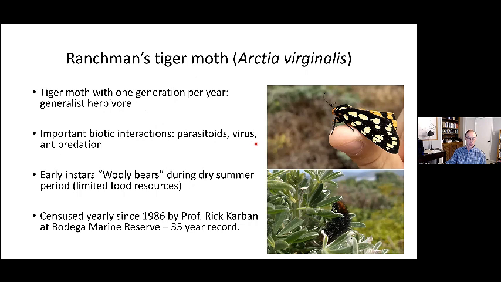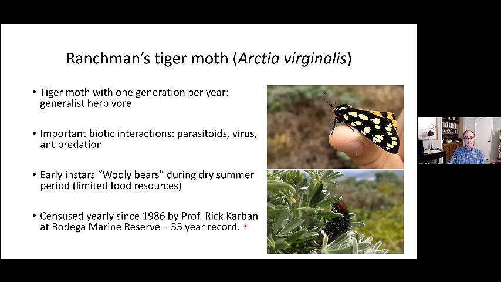As I said, the early instars, the caterpillars, are quite visible. They are limited by food resources in some years in particular. And these caterpillars have been censused by Rick Karban since 1986. He would go out and count the number of caterpillars at a certain time of year on a standard number of bushes at a number of sites in our study location.